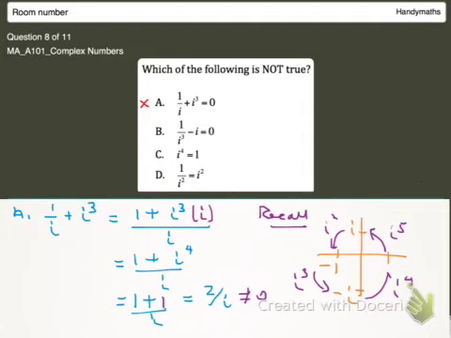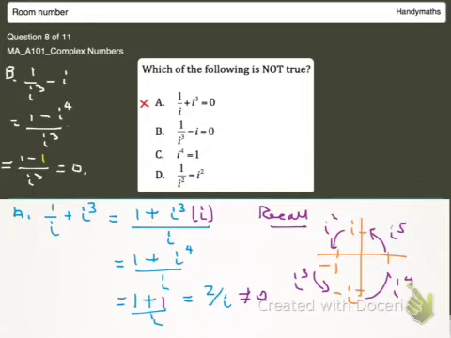So let's look at the others and make sure I've got it right. So B. The denominator here is i to the 3. So multiply through by the common denominator i to the 3. Now I got i to the 4. So 1 minus i to the 4 over i to the cube. Substitute the value of i to the 4 as 1. So 1 minus 1 is 0. So B is true. Also C is true because i to the 4 is equal to 1.